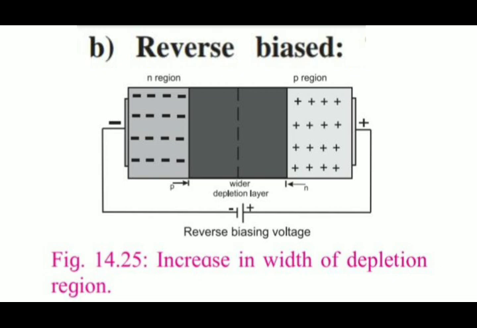I had already explained in my previous video lecture what a forward bias and a reverse bias is. What is forward bias? When the positive terminal of the battery, the external source, is connected to the p side of the semiconductor and the negative is connected to the n side, it is called forward bias. But when the opposite is there, that means the p side of the semiconductor is connected to the negative terminal of the battery and the n side is connected to the positive terminal of the battery, this connection will be called reverse bias.